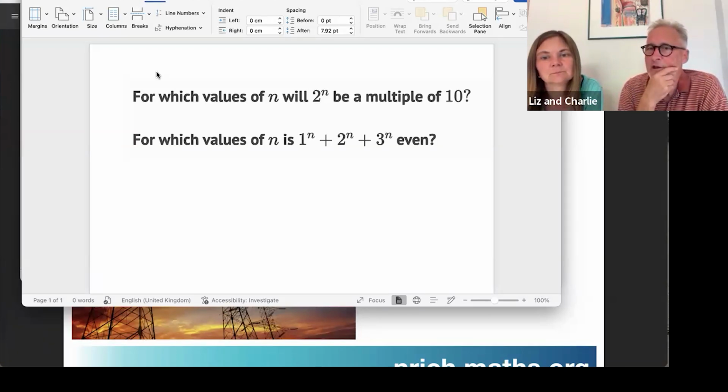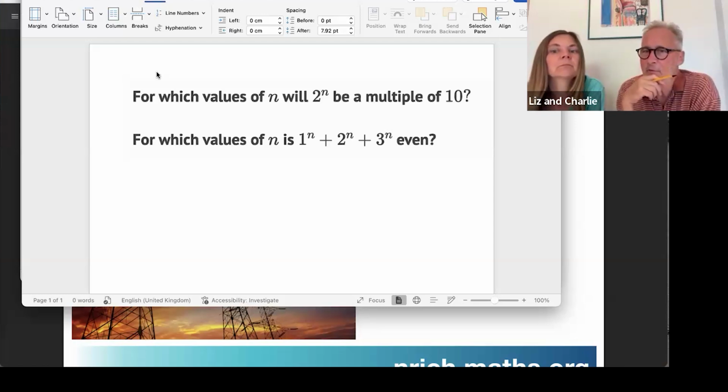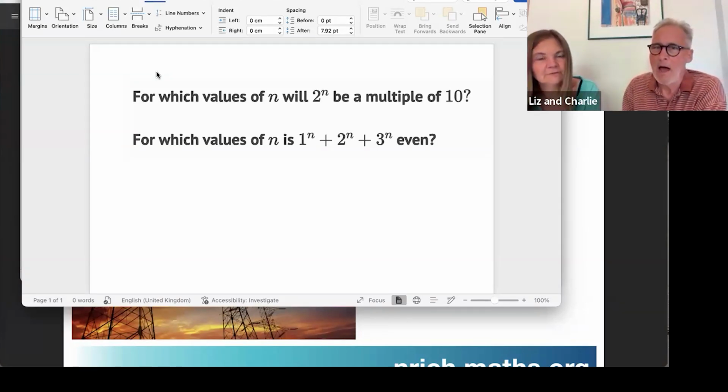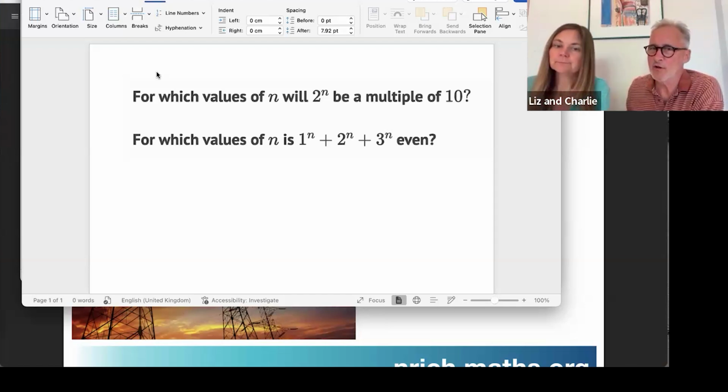So powers of 3 go 3, 9, 27, 81. So the units digits end in 3, 9, 7, 1. And as soon as we get to a 1, we're going to start repeating, because 3 times 81 is going to be 243. So the 3, 9, 7, 1 pattern will continue. And you can see that conversations like this will be really valuable to prepare students.